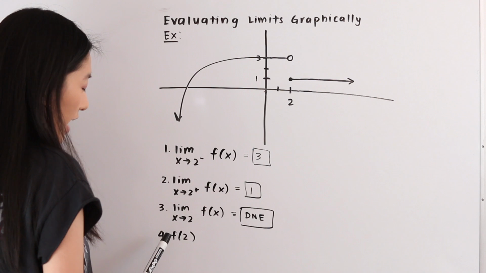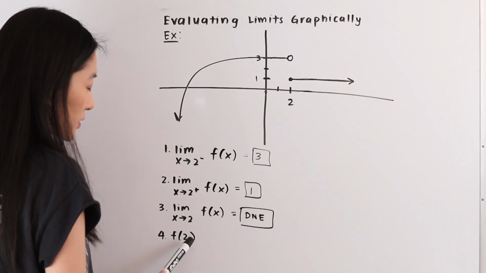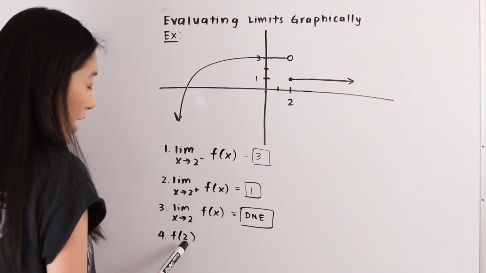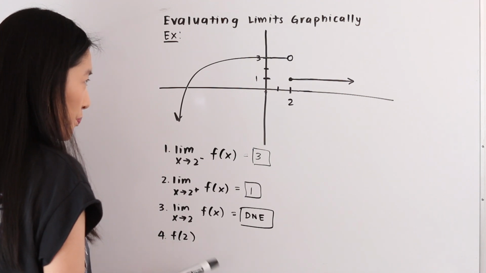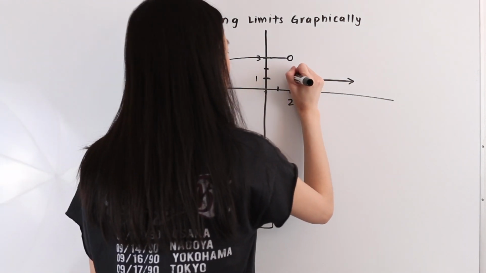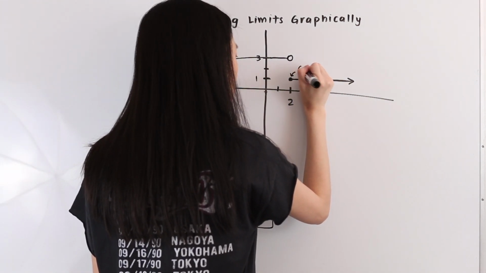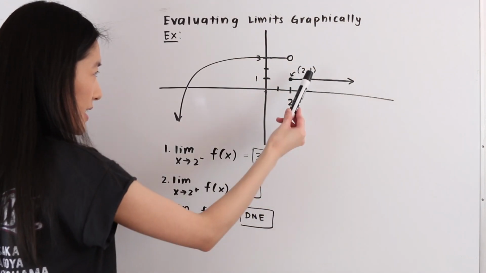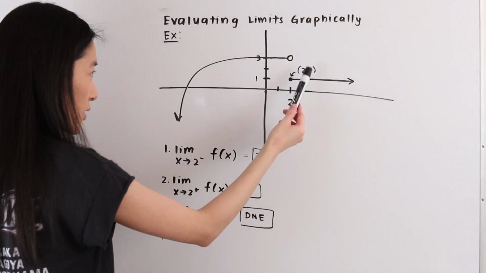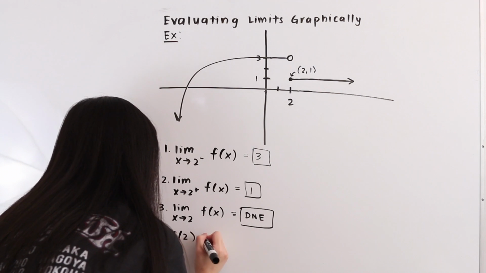In problem 4, we are asked to determine what f of 2 is equal to, so all this is asking us is what y value corresponds to x equals 2. We can see here that we have this point (2, 1). So what this means is that the y value corresponding to x equals 2 is equal to 1.